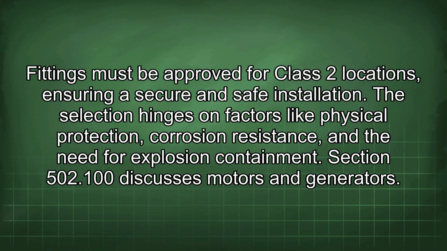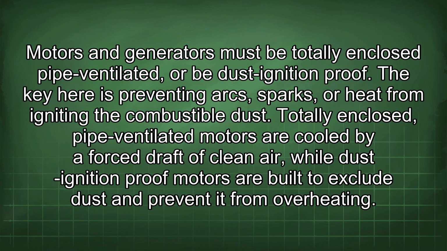Section 502.100 discusses motors and generators. Motors and generators must be totally enclosed pipe ventilated or be dust ignition proof. The key here is preventing arcs, sparks, or heat from igniting the combustible dust. Totally enclosed, pipe ventilated motors are cooled by a forced draft of clean air, while dust ignition proof motors are built to exclude dust and prevent it from overheating.